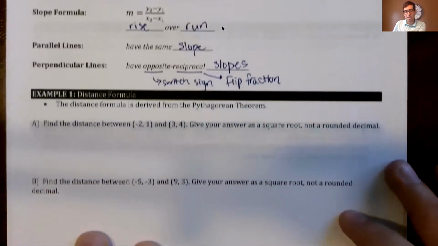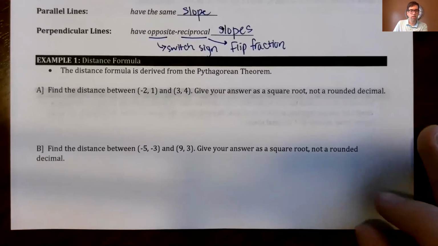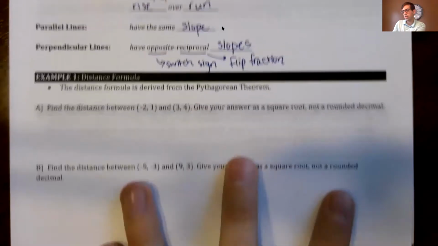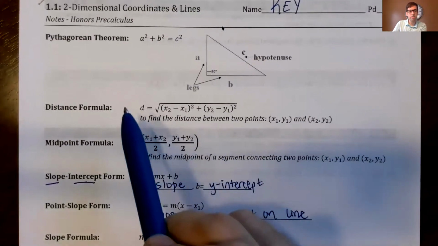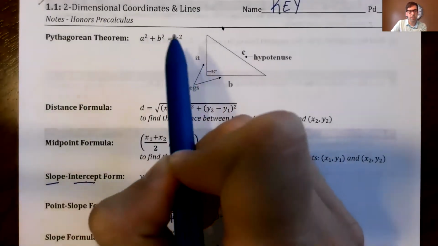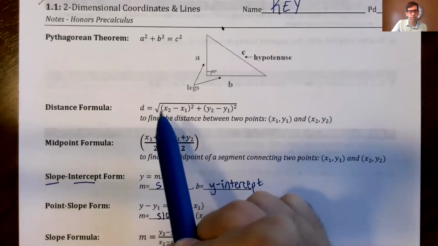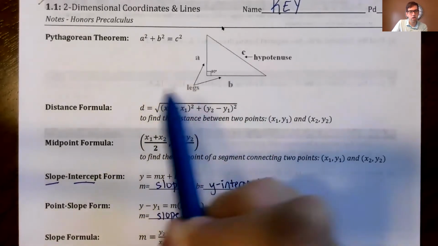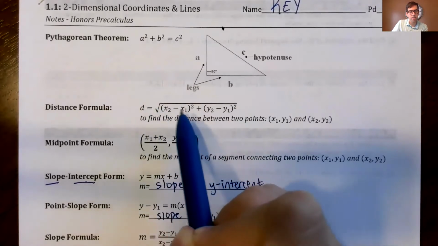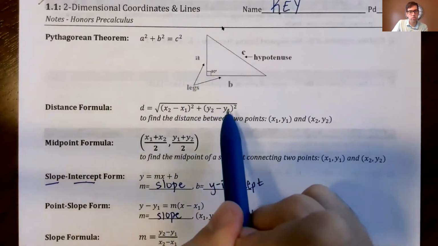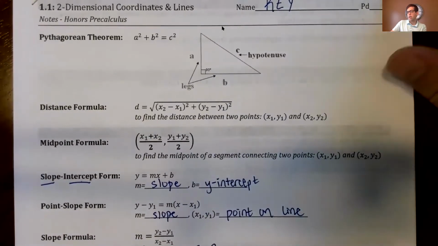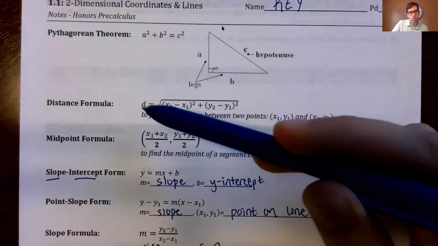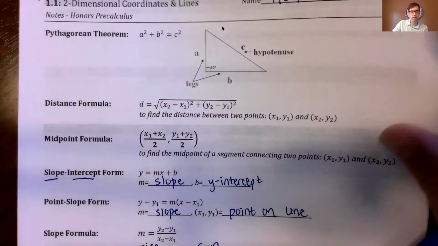Okay, example 1, distance formula. The distance formula is derived from the Pythagorean theorem. There is a relationship between this formula and the Pythagorean theorem. If you square both sides here, we would cancel out this square root. We would square the d. The d is kind of like our hypotenuse here. And the x2 minus x1 is like our a. The y2 minus y1 is like our b. You don't necessarily need to write that down, but it's good to know that the distance formula is really just a fancy way of writing the Pythagorean theorem.